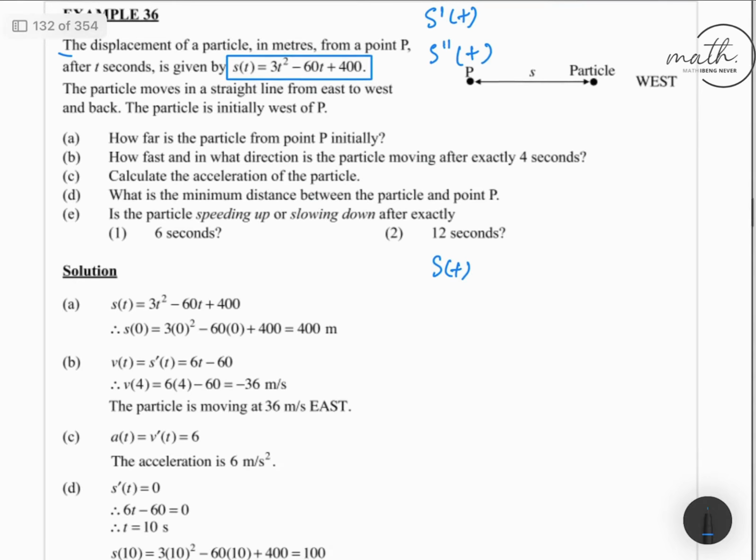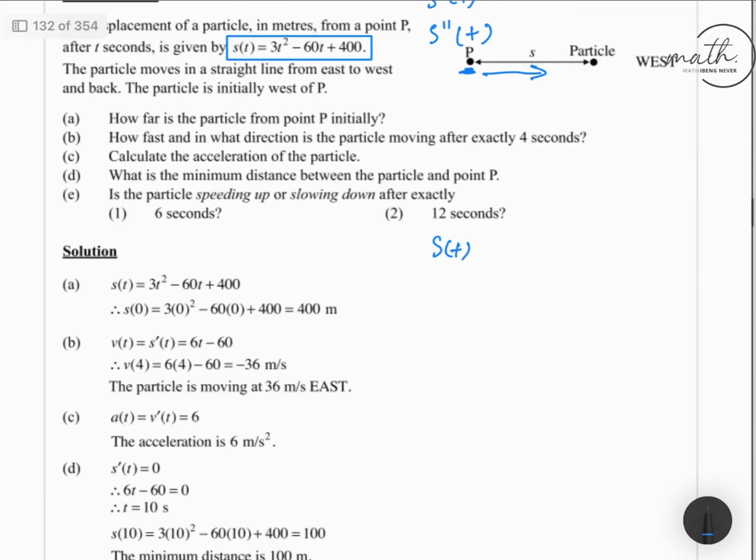Okay, the particle moves in a straight line from east to west. So from east to west, that means the negative direction is east, positive is west. The particle is initially west of P, so here's P, and it's that way of P. How fast and in what direction is the particle moving after exactly 4 seconds?